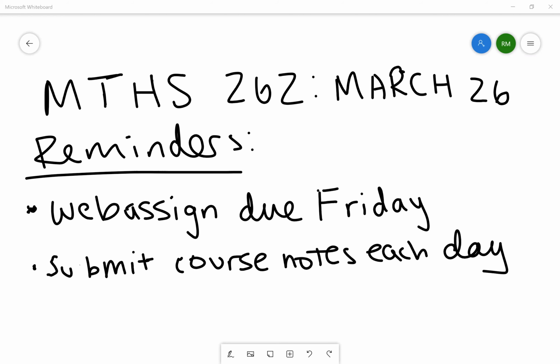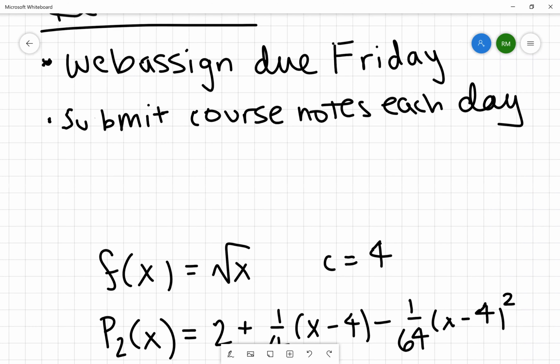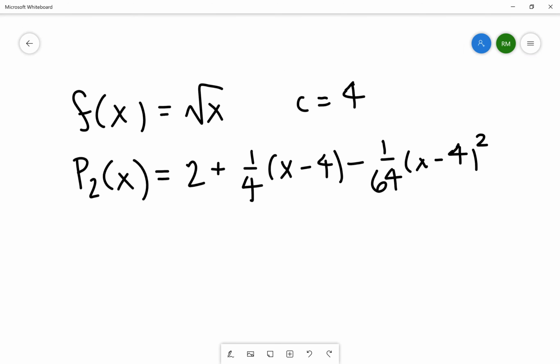So, I'll do a little recap from last time. Last time we looked at the function f of x is the square root of x, and we found the Taylor series around c equals 4, that's the x value that we centered at. And we found that the degree 2 Taylor polynomial is 2 plus 1/4 times x minus 4 minus 1 over 64 times x minus 4 squared.